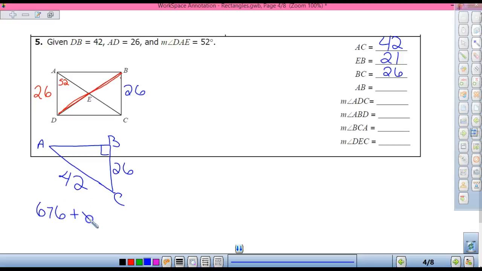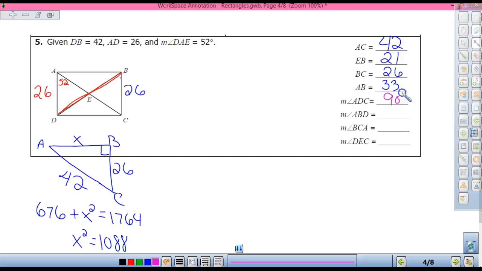So 676 plus x squared equals 1764. Okay, so x squared equals 1088. And x is 33 actually, because it's what, 32.98? Yeah. Right, so if we rounded that, we're going to get 33. Alright, so A, B, C.